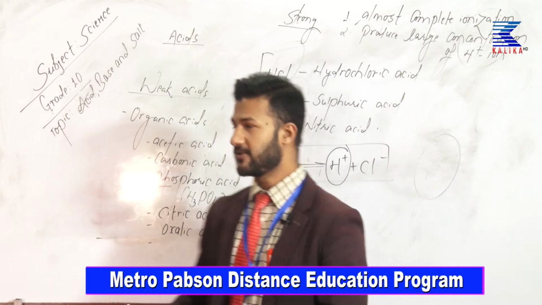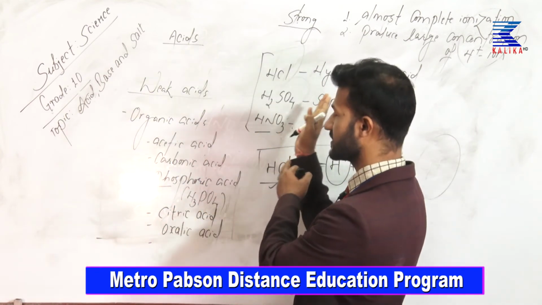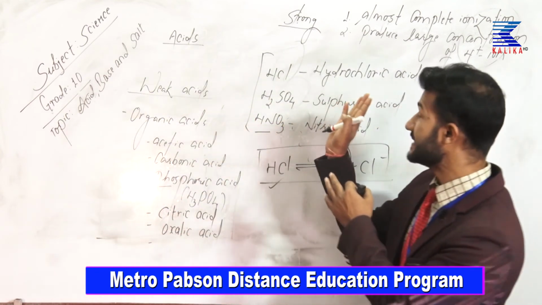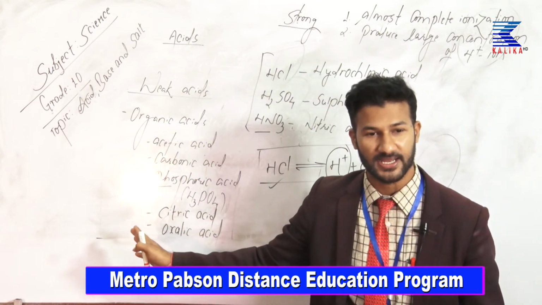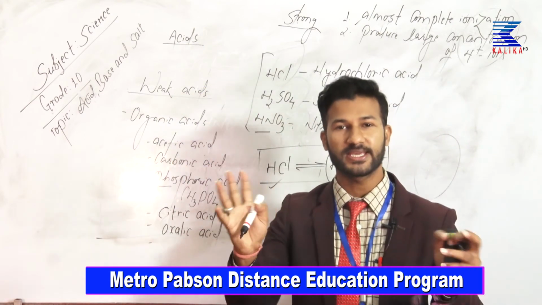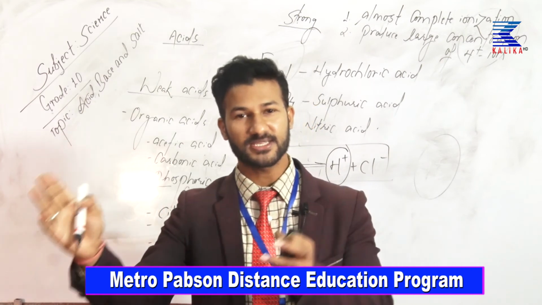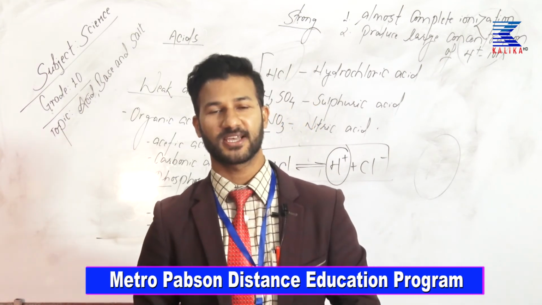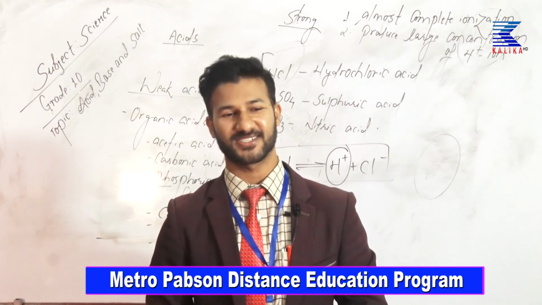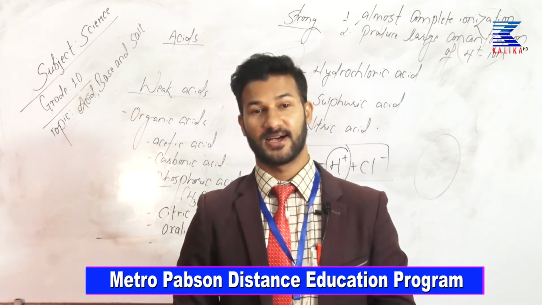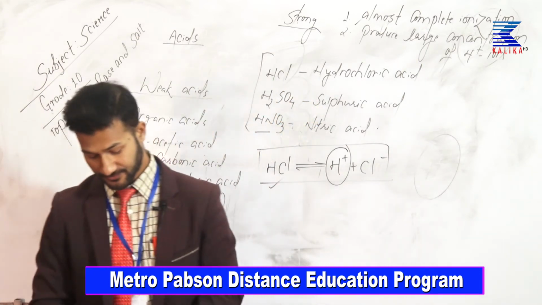So I think you have come to understand what strong acids are and what weak acids are, and how we categorize them on the basis of the hydrogen ion concentration they produce in water. Okay, let us move to the next part of it.